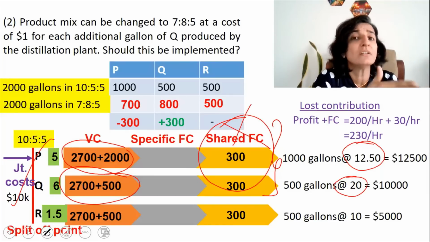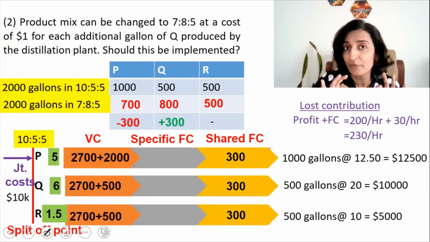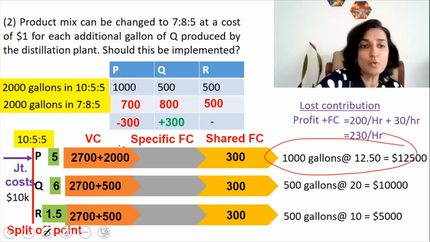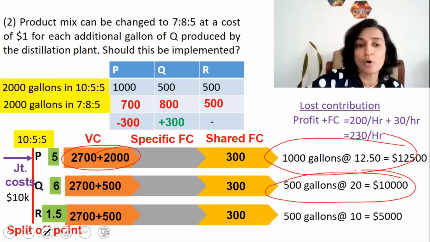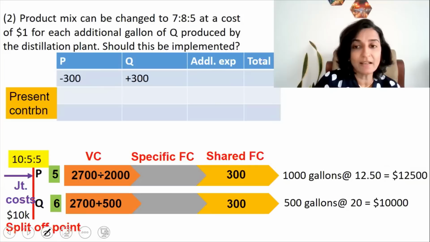What is this decision? The decision of changing the product mix. So the only two things that you have to pick for deciding on a change in the mix is the sales value and the variable cost of the two products P and Q. So we will do the calculation.